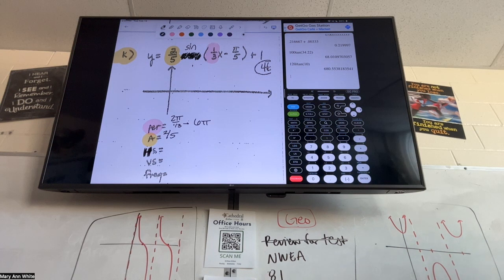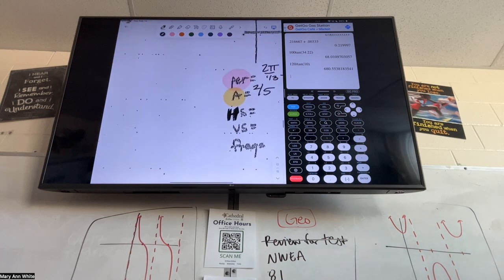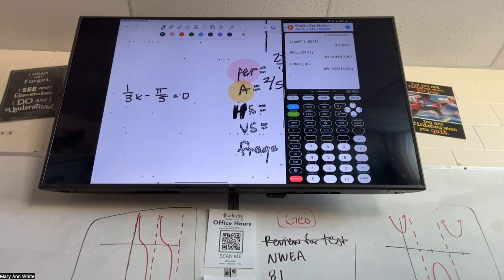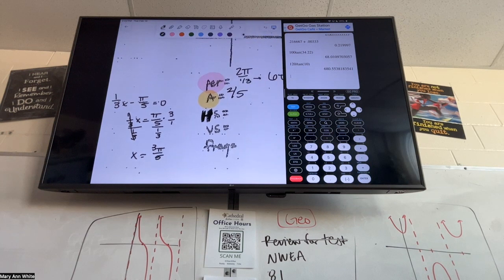But when there is a number inside, it's gonna be a little bit tricky, so I'm gonna go off to the side here and do 1/3 x minus pi over 5 equals 0 and solve that. That's what that says, right? Okay. Add that pi over 5 to both sides. And then I divide by 1/3, or you can think of that as timesing by 3. So x is going to equal 3 pi over 5. Is that going to be to the right or to the left? To the right.